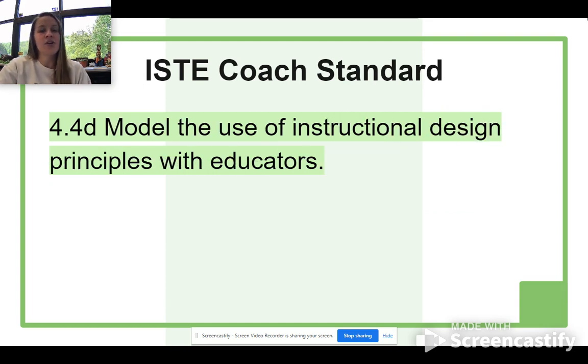ISTE standard 4.4d focuses on showing how to use the principles of instructional design. From the beginning, I informed my colleague of each step of the process with instructional design so they would be aware of the work that we were going to be doing. We completed each part step by step so each component would build on the next.